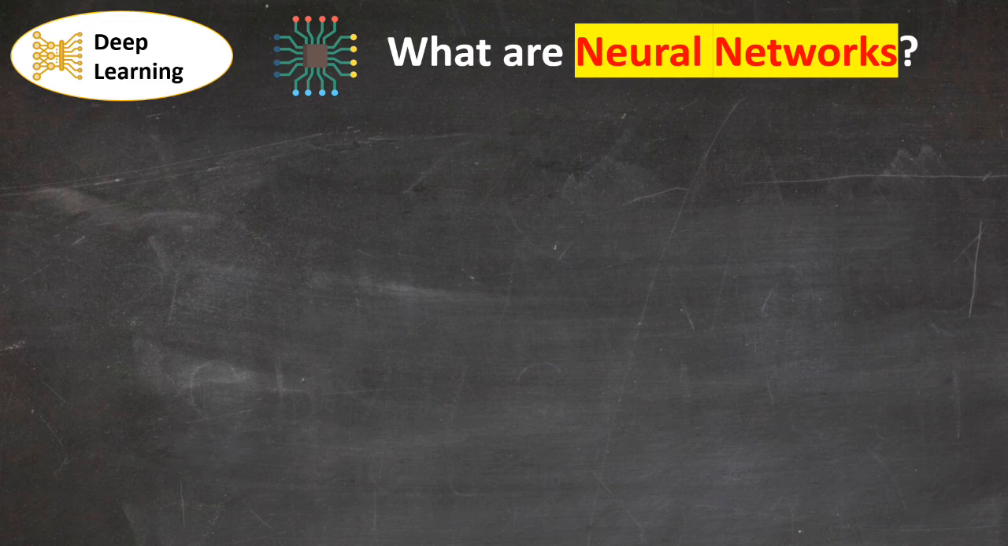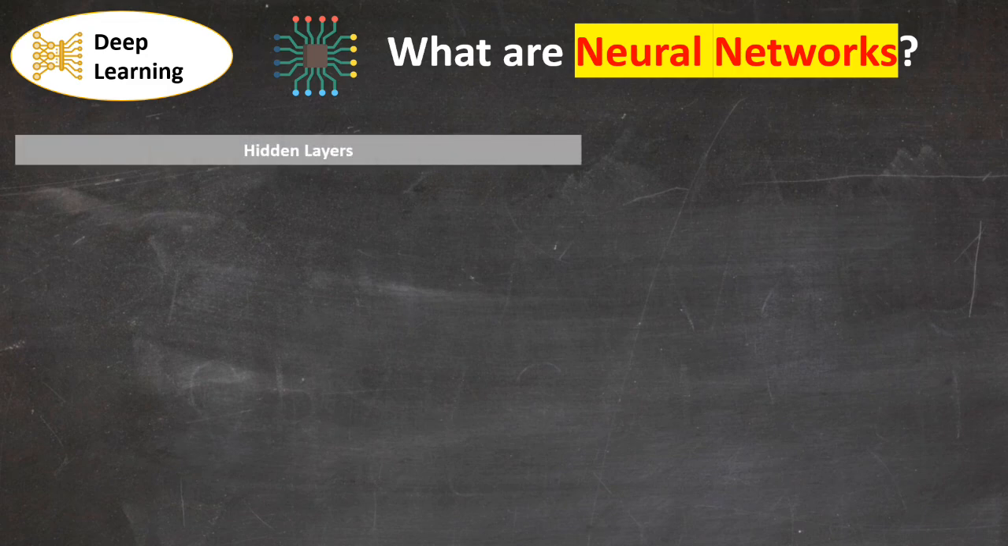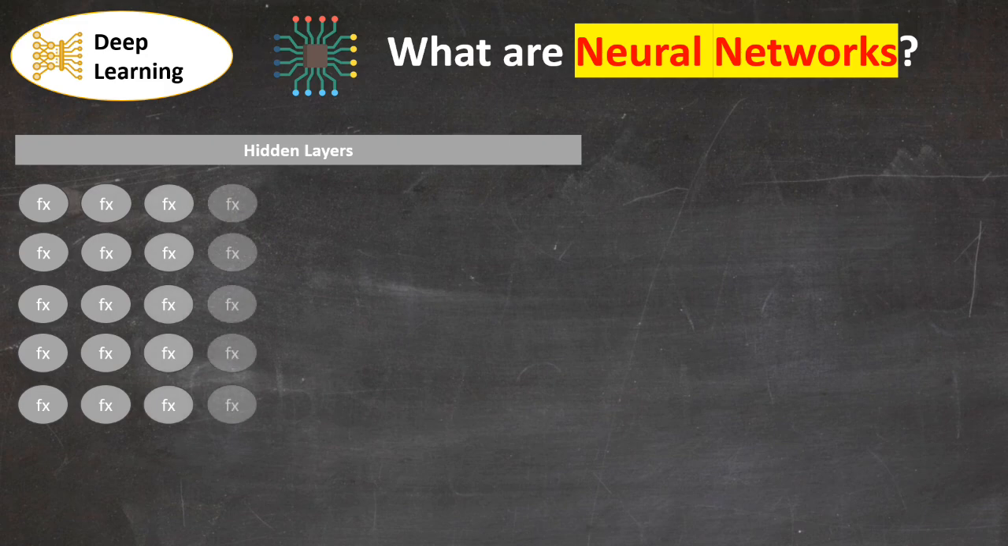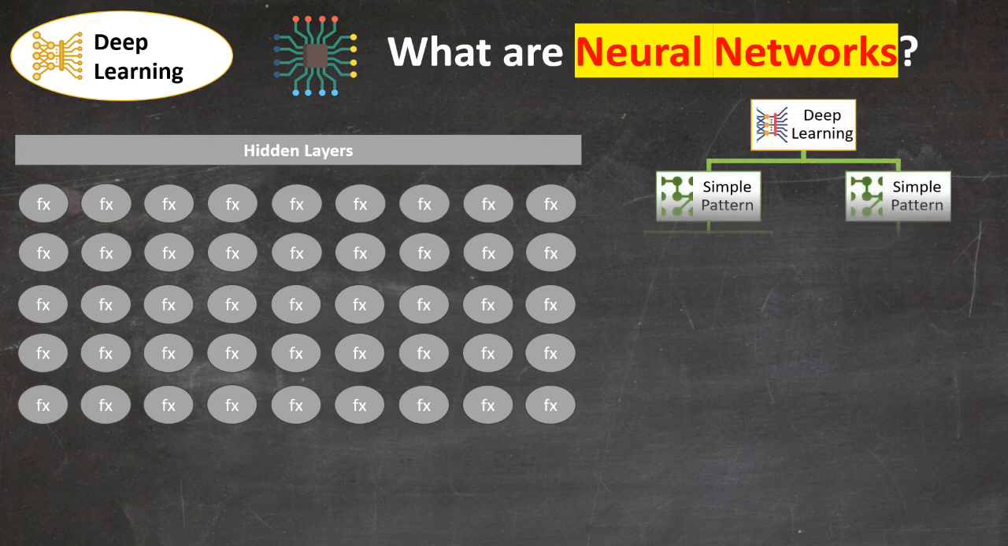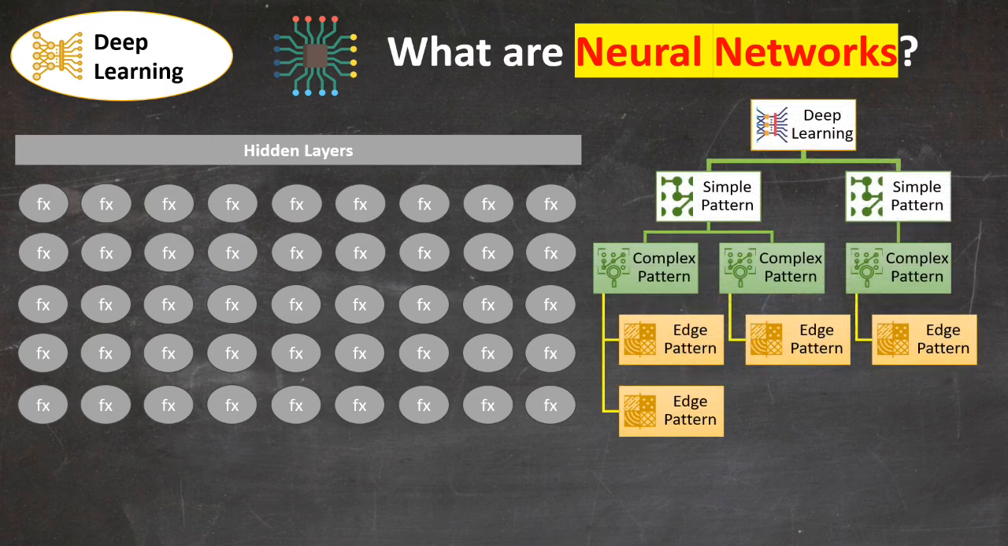What sets deep learning apart is its depth, both literally and figuratively. First, deep neural networks have multiple hidden layers, often dozens or even hundreds. This depth allows the network to learn increasingly complex representations of data. Secondly, these layers enable hierarchical feature learning. Lower layers might identify simple patterns like edges or colors, while higher layers combine these to recognize complex concepts like faces or objects. This mimics how our brains process information, building understanding from basic to complex.